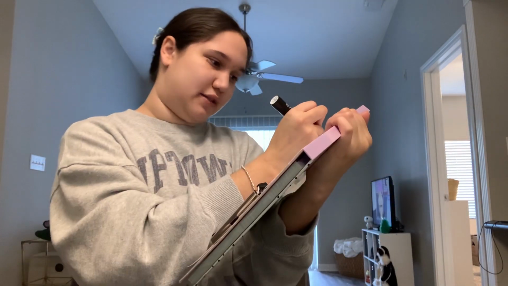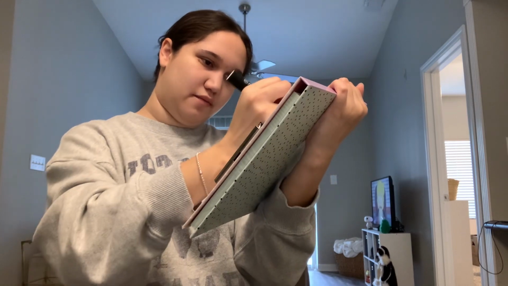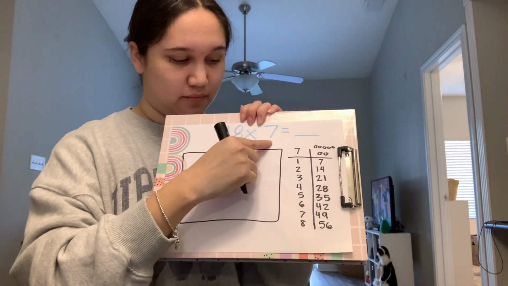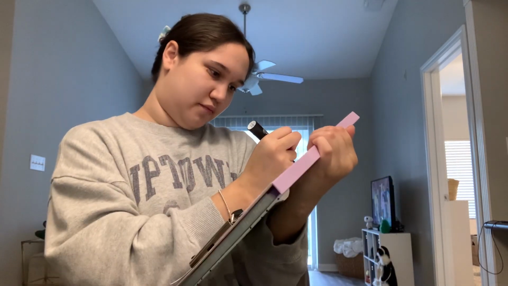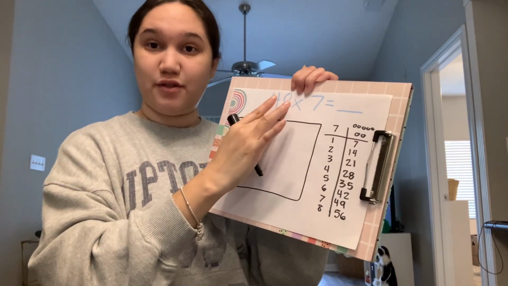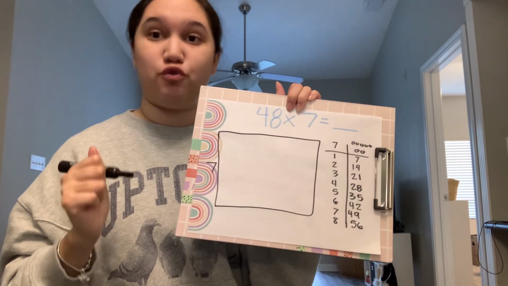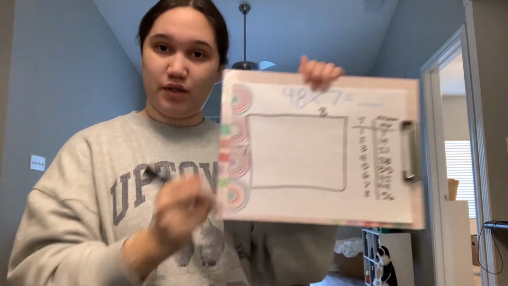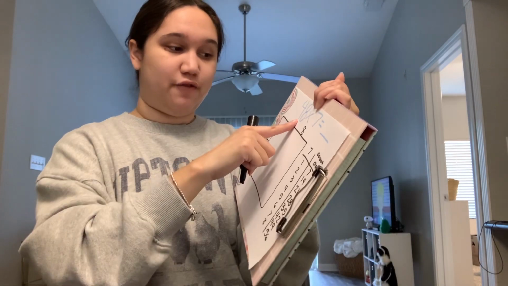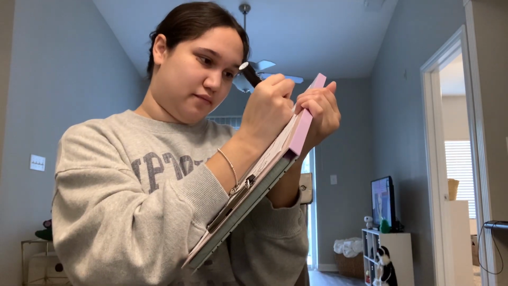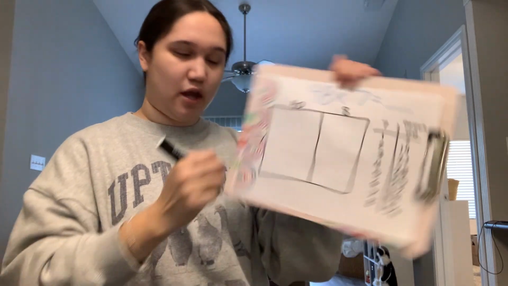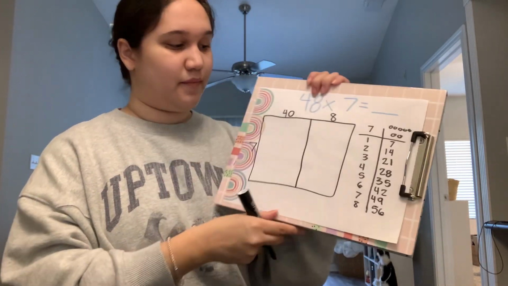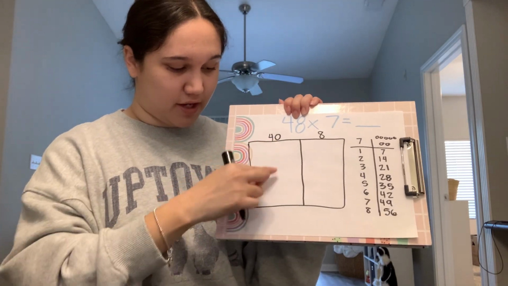Again, we're going to set up our rectangle. And our 7 goes over here. And our 48, we're going to break up into their individual place values. So our 8 is in the ones place, so it's just going to be an 8. And our 4 is a 40, because it is in the tens place. We're going to draw a line right down the middle. Now we're going to start in this box right here.